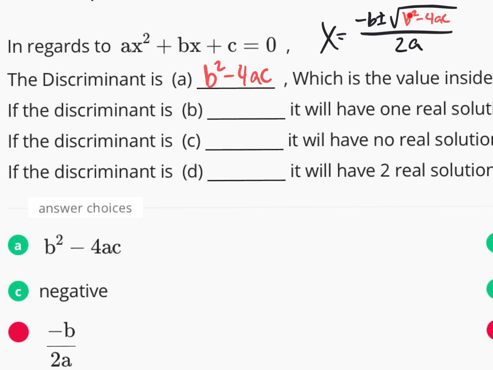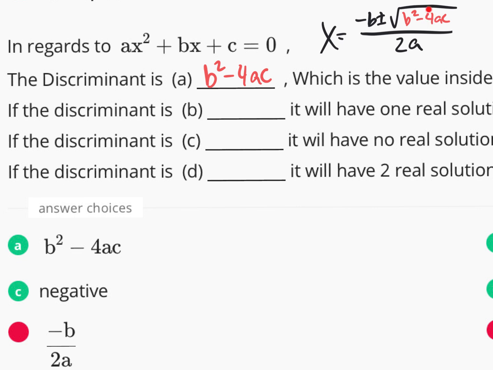So whatever you get when you calculate b squared minus 4ac, that's your discriminant value, and that is the value inside the square root. Now it says right here, if the discriminant is blank, it will have one real solution. So think about this red value inside the square root. If it's positive, then you could do the square root of a positive number, and then you could add that positive number, then subtract that number, and you're going to get two different answers. So when your discriminant is positive, you get two answers.